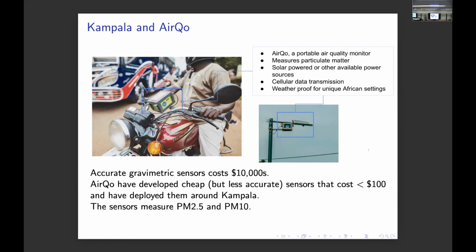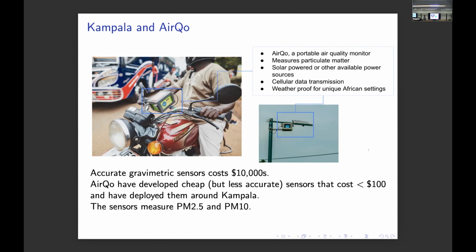The way we monitor air pollution in the UK and most rich Western countries is via gravimetric sensors that cost tens of thousands of dollars per sensor. That's not feasible in places that are less wealthy.